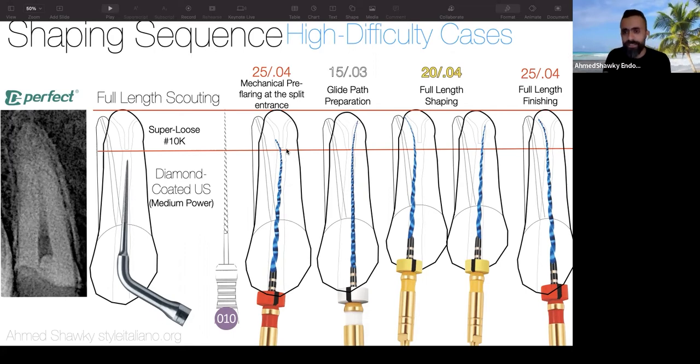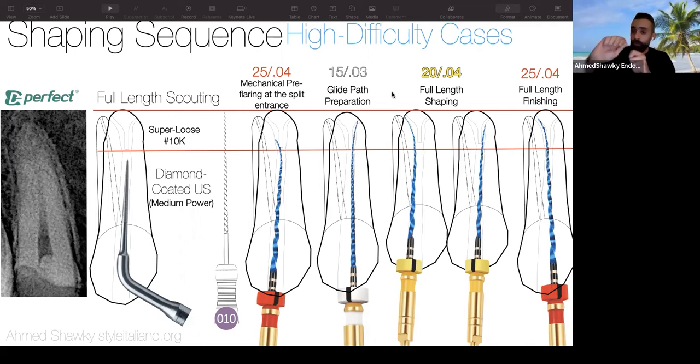But you told us that this file is for shaping. No, you can use any file in any way for any function. Why? Because you are the boss. You are the clinician. So here you decided that you want to pre-flare a very tiny orifice with 25-04. Yes, because you cannot enlarge this canal to 35, for example. So it's about balance. Then once we pre-flare just 2 millimeters, we use the PX, the glide path.